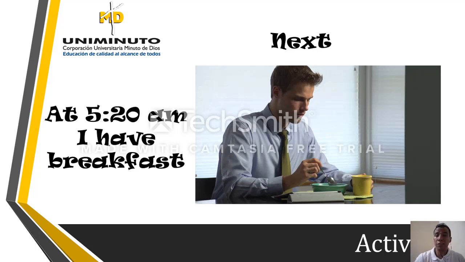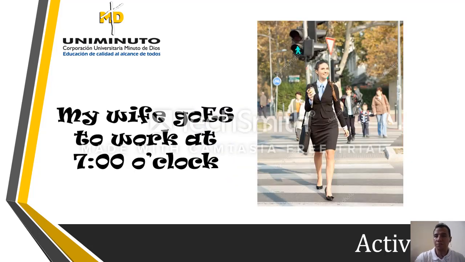And also you have to describe the daily routine of a family member. For example, in this part I am talking about me, but I can talk about my wife or my mother or my daughter or my son. Okay, so for example, when I finish my routine, I start describing the routine of my wife, and I can take some photos of her, and I say, for example, my wife goes to work at 7 o'clock.